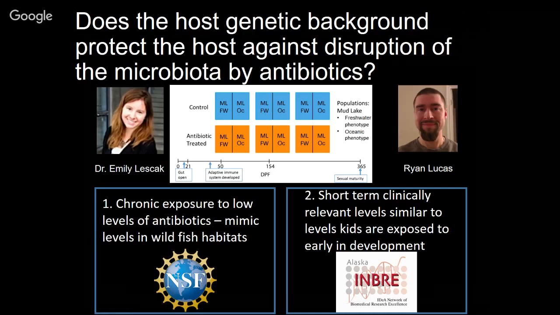the host genetic background affects both the microbiota community structure and the immune response to microbes and immune development in these different populations of fish. And we're also looking at their overall development. So that's a long-term experiment. But to determine whether or not these low level and high level of antibiotics are able to affect fish, we also did a short-term experiment.